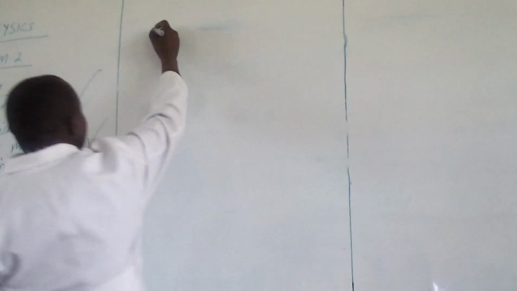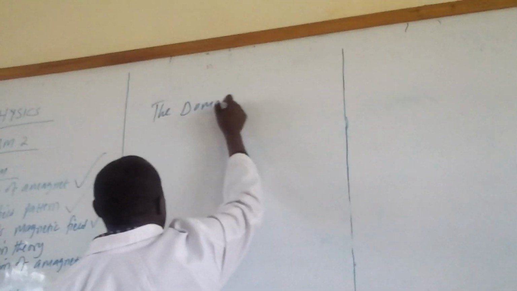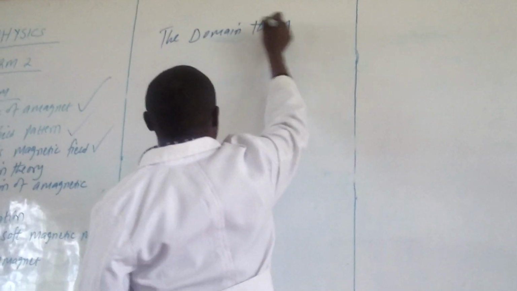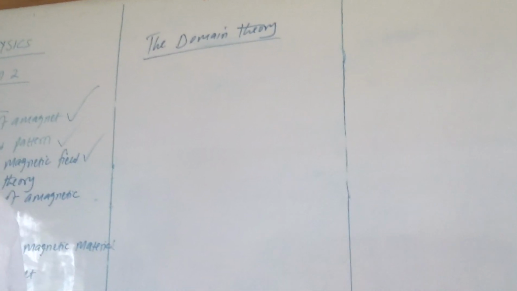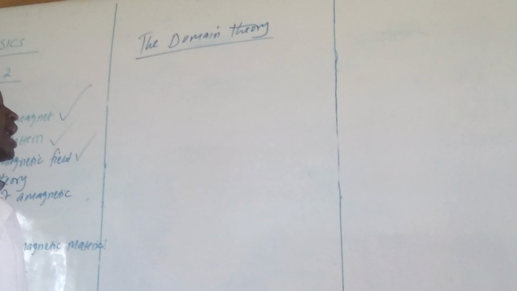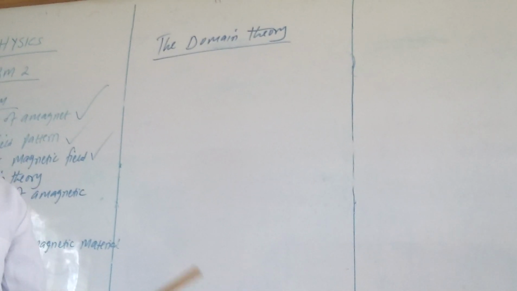The domain theory. A magnet is made up of a group which is called the magnetic domain.